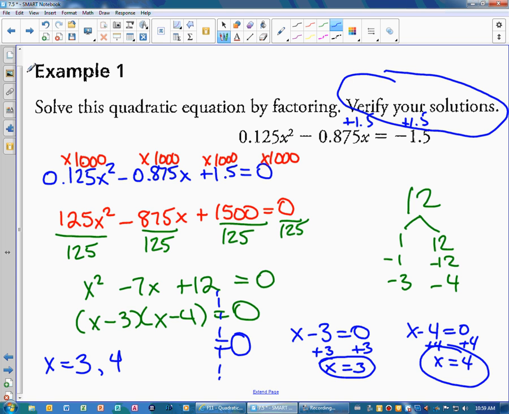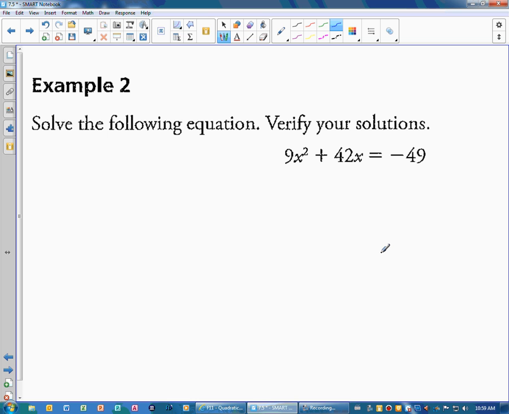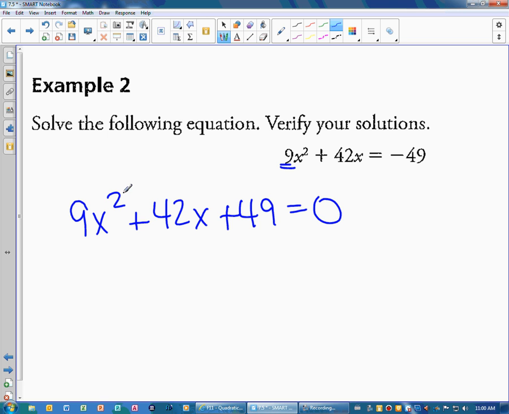Okay. Example number 2 says solve the following equation and verify your solutions. Now this is more complicated because I've got a leading coefficient. So the 49 has to come over. I have 9x squared plus 42x plus 49 equals 0. Now, grade 10, it was hard when you had a leading coefficient, okay? And I'm not going to talk about what do you do when you have a leading coefficient, except for this one case, because I'm not going to give you ones that aren't like this case.